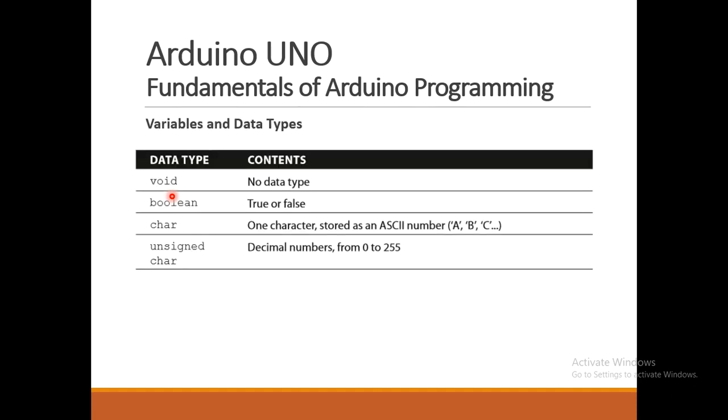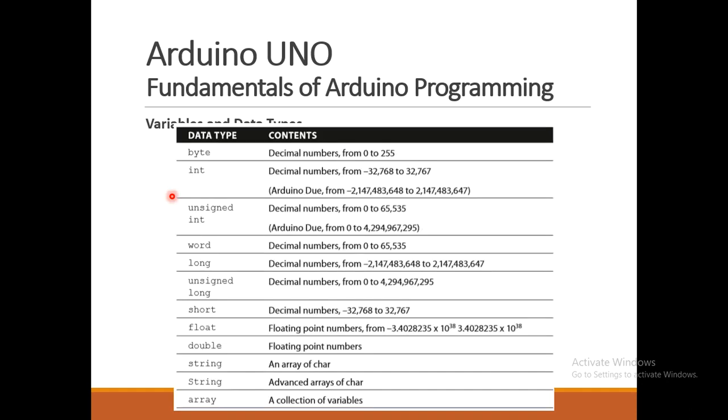So what are the different data types available in Arduino programming? There are mainly: void, meaning no return; boolean, true or false; char, which is an ASCII character, and unsigned char, which means decimal numbers from 0 to 255. These are other data types that are mainly used here. int is again 4 bytes, and there are different categories of int: signed int, unsigned int, word, long. So many things are there.